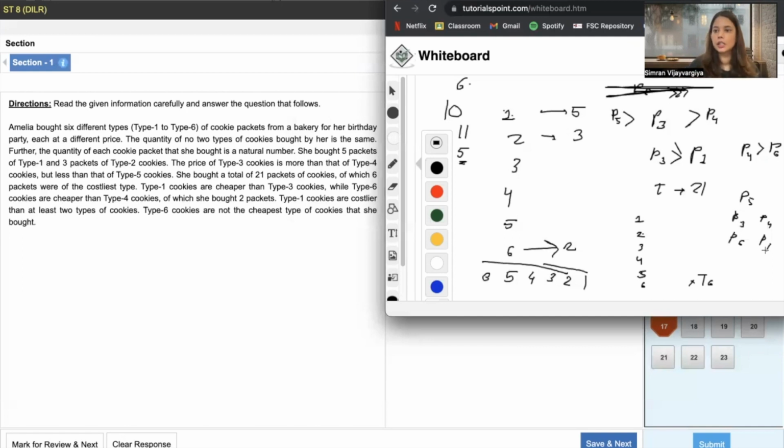Okay. So here, 5, she has 6. So type 6 cookies, not the cheapest. Okay. So here it could be... we don't know anything about type 2. Okay. P5 is greater than all of this. Okay.